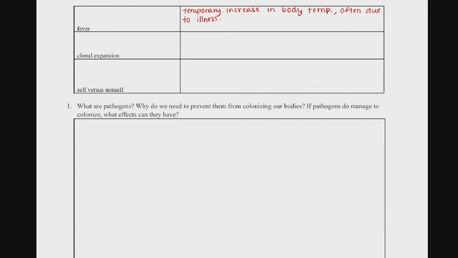So clonal expansion is when an antigen drives the proliferation and differentiation of cells with specific antigen receptors.